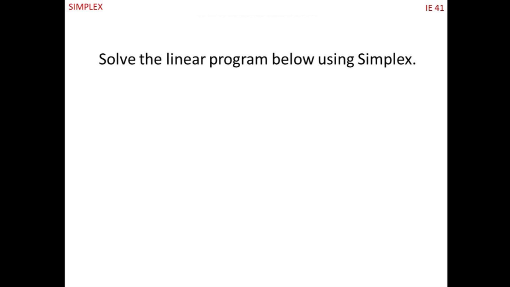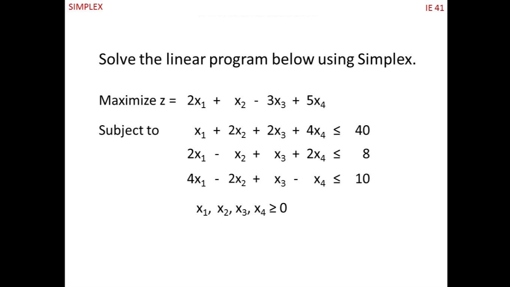Solve the linear program below using Simplex. Maximize z equals 2x₁ + x₂ − 3x₃ + 5x₄, subject to x₁ + 2x₂ + 2x₃ + 4x₄ ≤ 40.